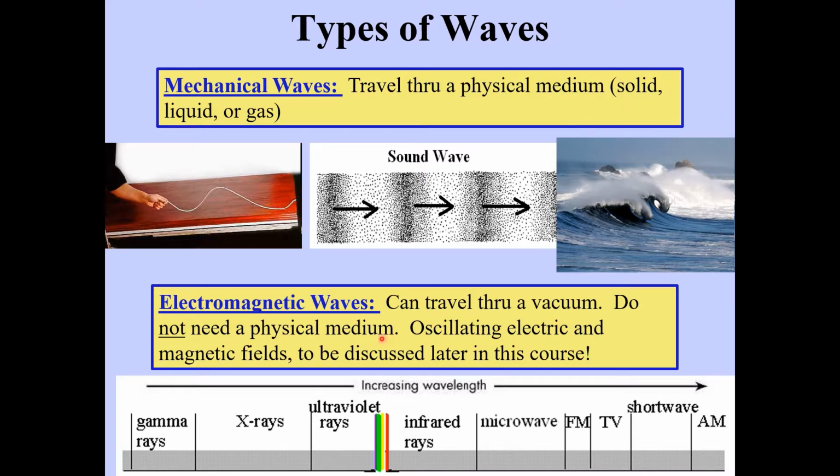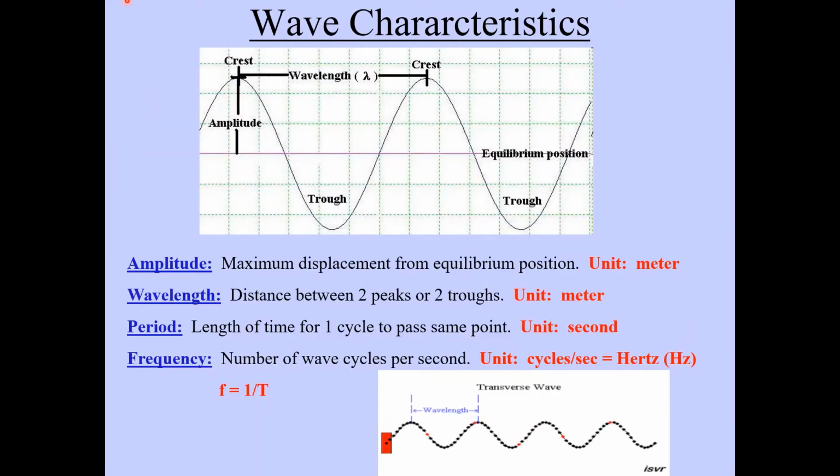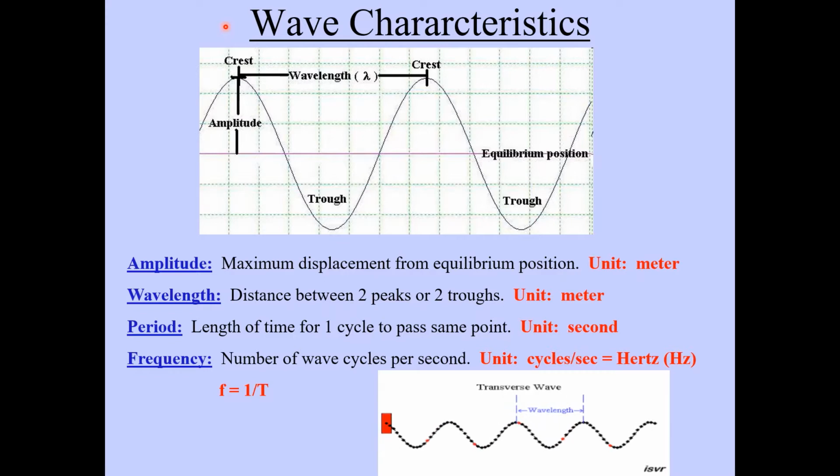So without any physical medium, this is a very different type of wave. And these waves are due to oscillating electric and magnetic fields. Again, though, this is not the subject of this chapter, so we won't be talking about electromagnetic waves at this point. All waves have certain characteristics that they share with each other. And so that's what we're going to look at here.